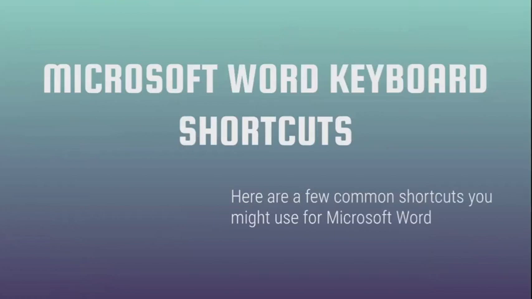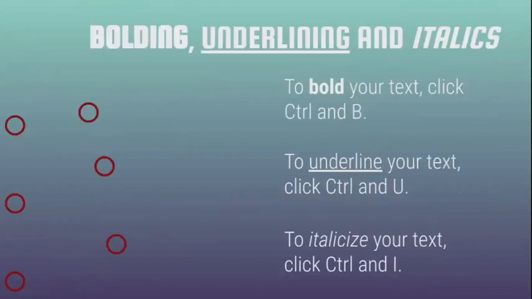Microsoft Word keyboard shortcuts. Here are a few common shortcuts you might use for Microsoft Word. Bolding, underlining, and italics. To bold your text, click CTRL and B. To underline your text, you would click CTRL and U. And to italicize your text, you would click CTRL and I.